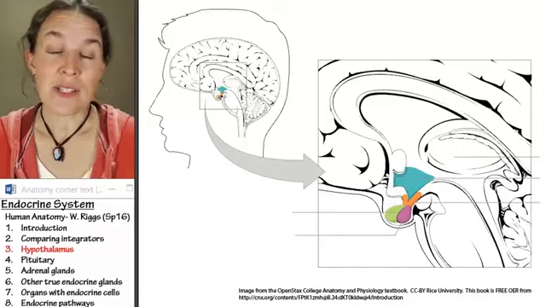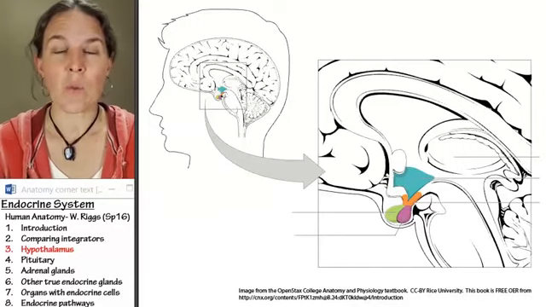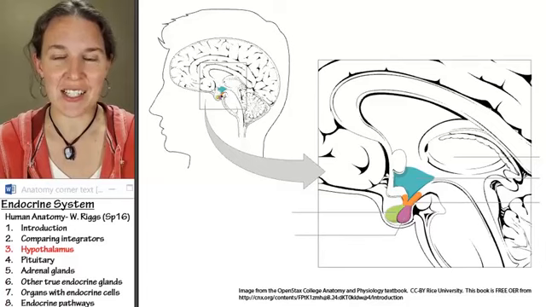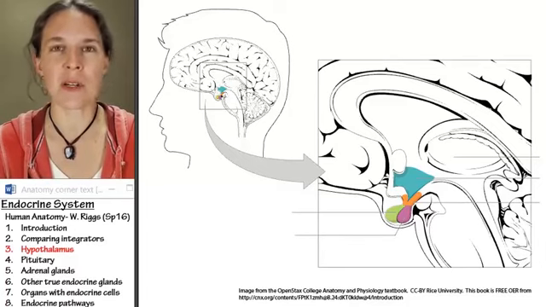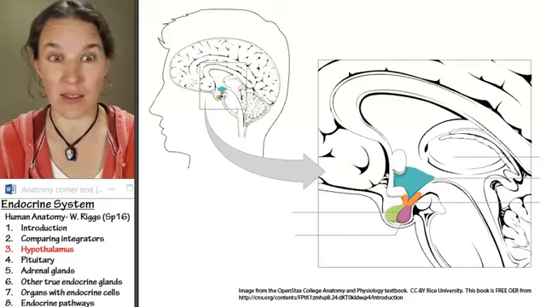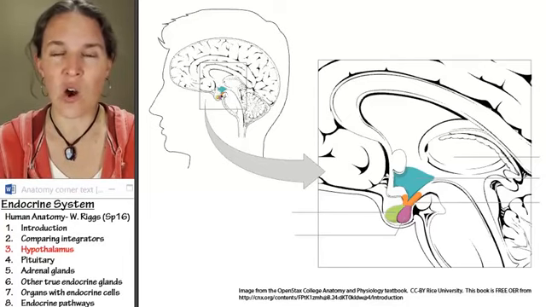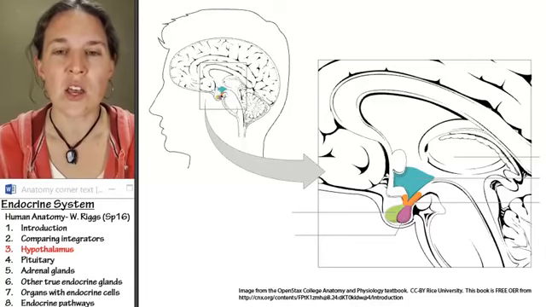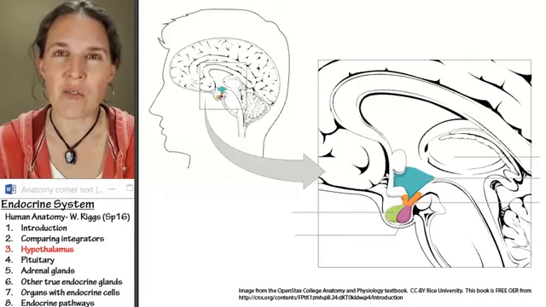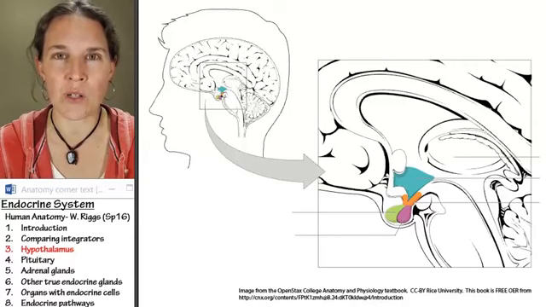So you thought we were done with the nervous system, and what you will see in this last section of anatomy is that we're pretty much not done with anything. The nervous system and the endocrine system, because they're integrators, are involved in all the body systems. So remind yourself about the hypothalamus and where it's located.